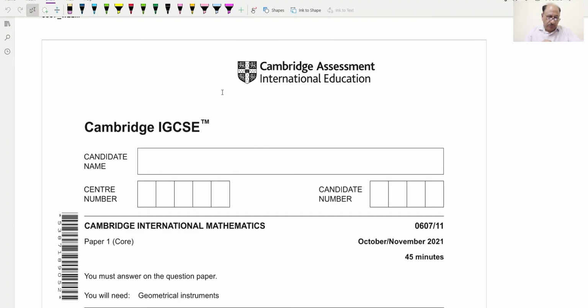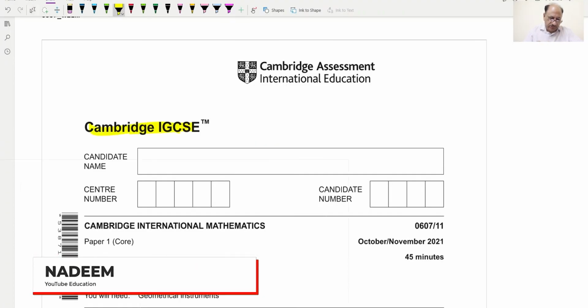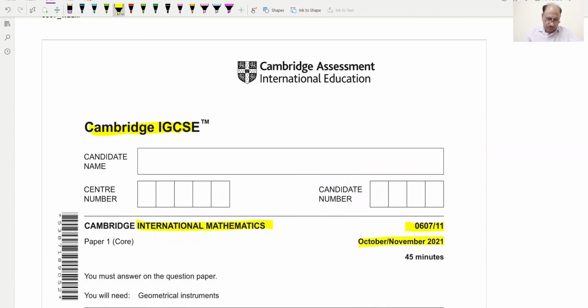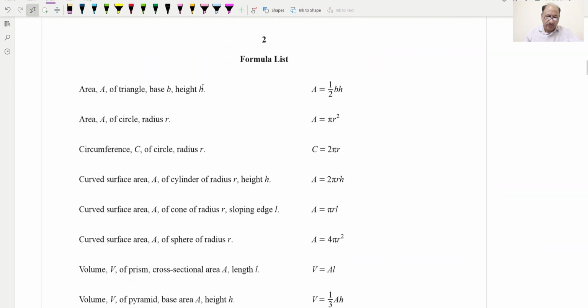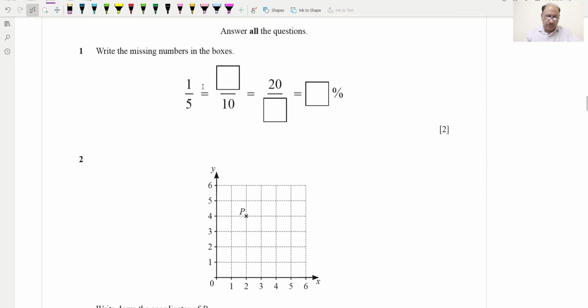Hello everyone, today we'll be going through Cambridge IGCSE International Mathematics 0607/11 October/November 2021, Paper 1. This is for the core students, and keep in mind this is a non-calculator paper.